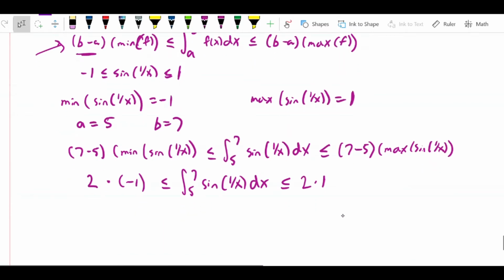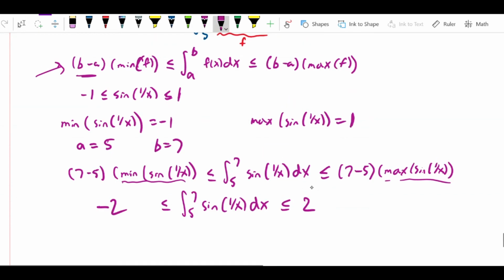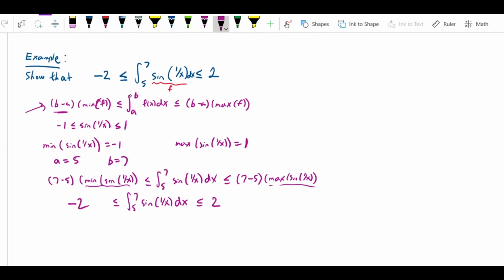Having just replaced these expressions for min and max with their actual values, which is -1 and +1, I get the statement that I'm trying to prove. I'm just going to replace this with its product, so that becomes -2, and this becomes 2, and that's exactly the statement that I was being asked to prove.